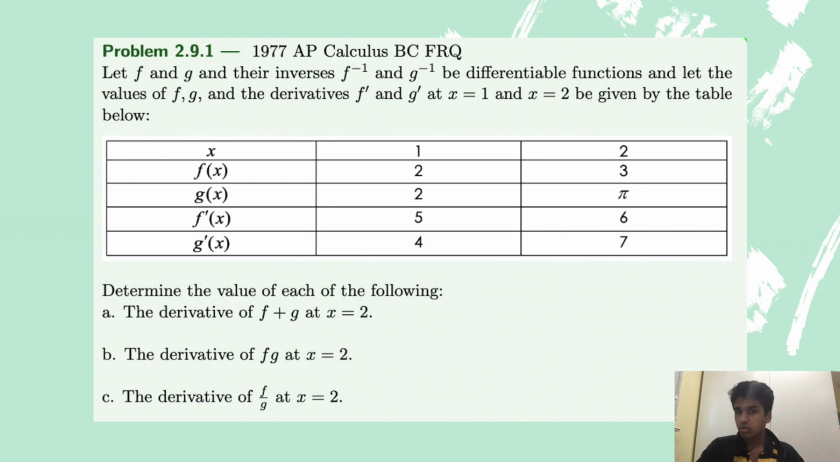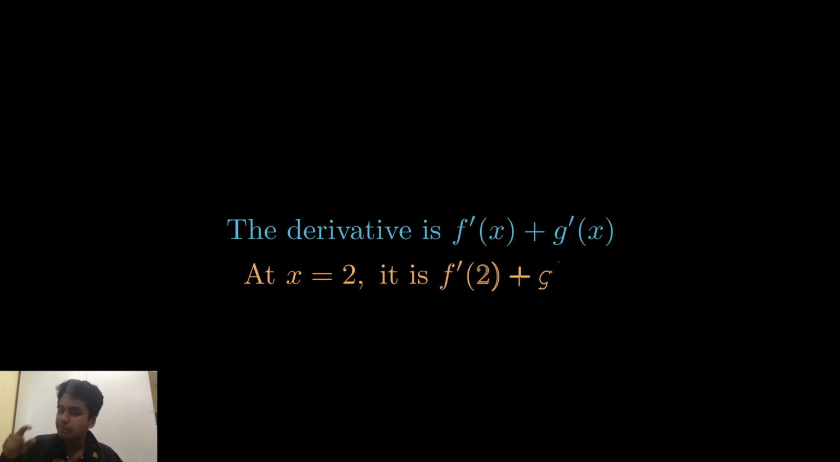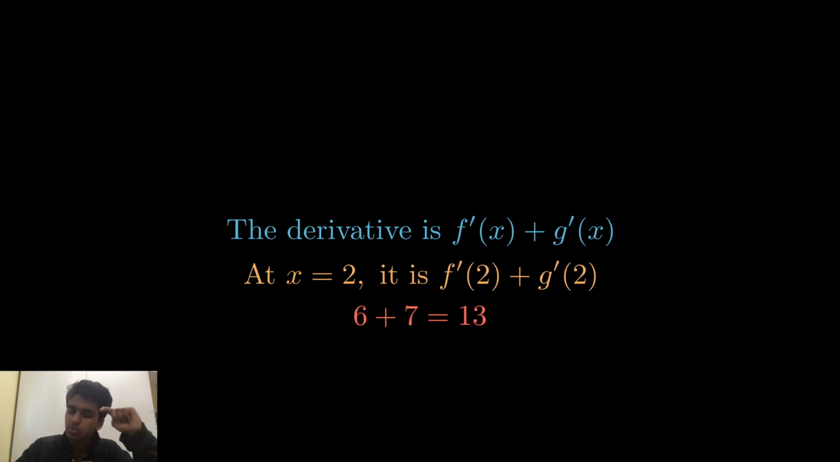So, we know that the derivative of f of x plus g of x is simply f prime of x plus g prime of x, because that was the rule I showed you before. You simply differentiate each term separately, so each function separately. Now we plug in 2 to get that we want to find f prime of 2 plus g prime of 2. So we simply search through the table to find each value, and we get 6 plus 7 equals 13.